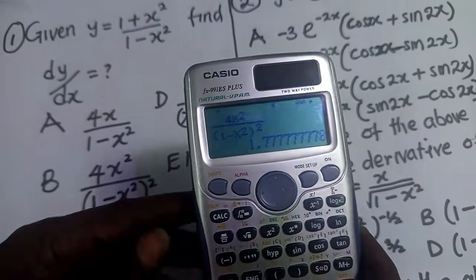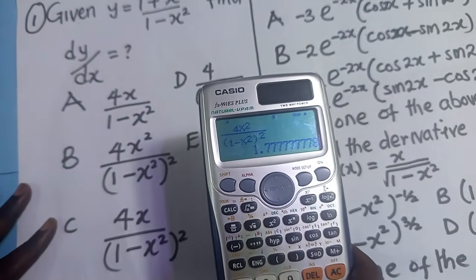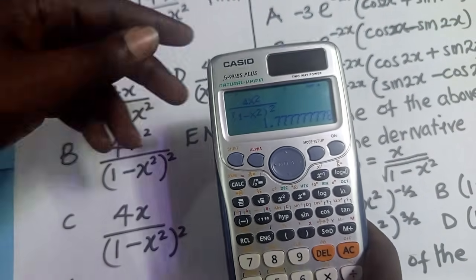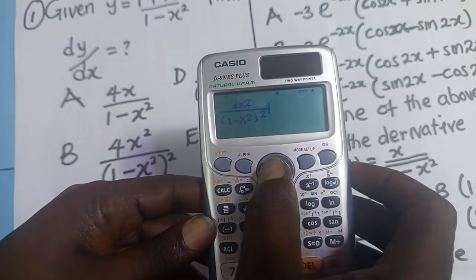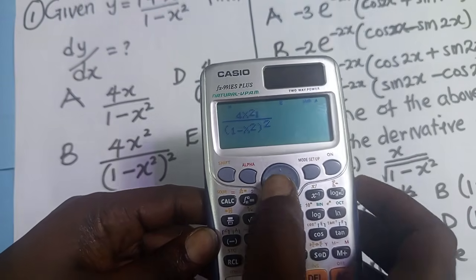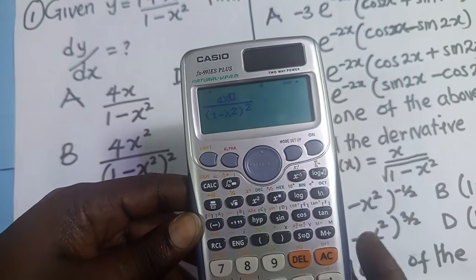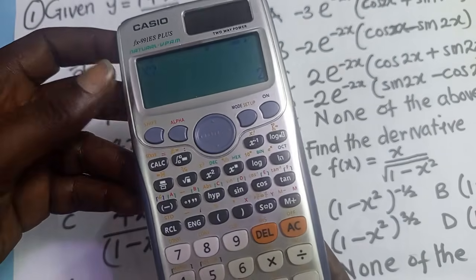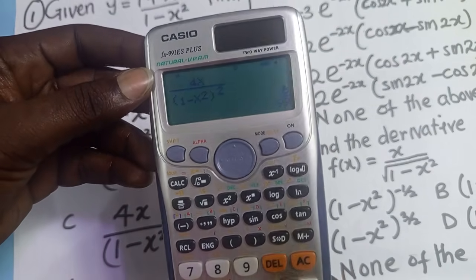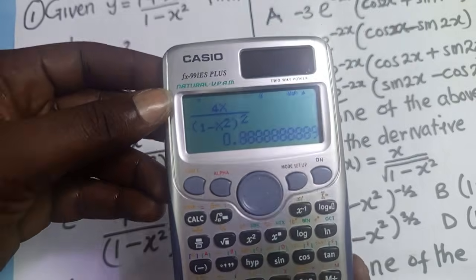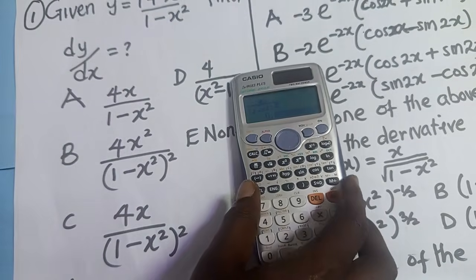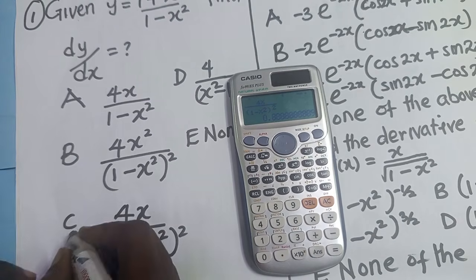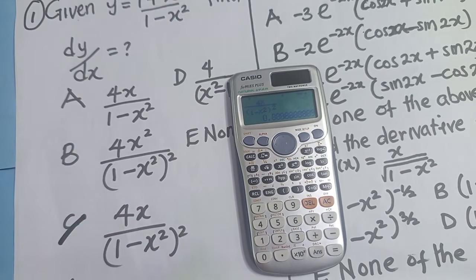It gives 1.77. Let's check option C. Option C is 4x divided by 1 minus x squared all squared. So we just remove the square at the numerator, a little adjustment. Then press calc. Okay, 2 will still be there. Press the value. Okay, that is the answer. So we have option C as the answer to the question.